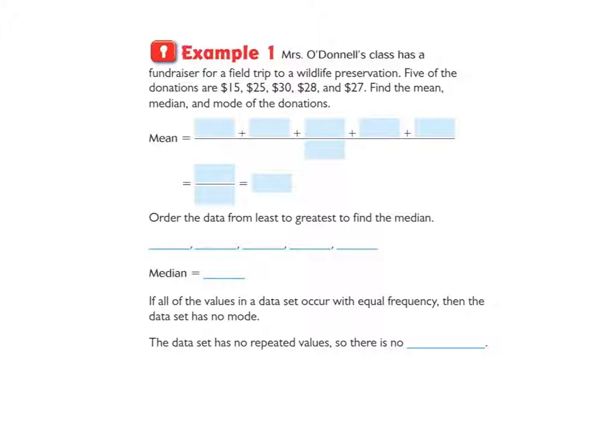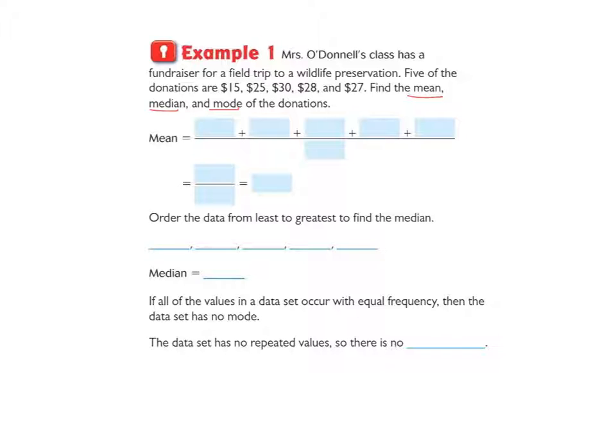So Mrs. O'Donnell's class has a fundraiser for a field trip to a wildlife preservation. You guys have done fundraisers before, like with chocolate bars or cookies, whatever your fundraisers are. Now, 5 of the donations are $15, $25, $30, $28, and $27. Our goal, we need to find the mean, the median, and the mode of these donations.